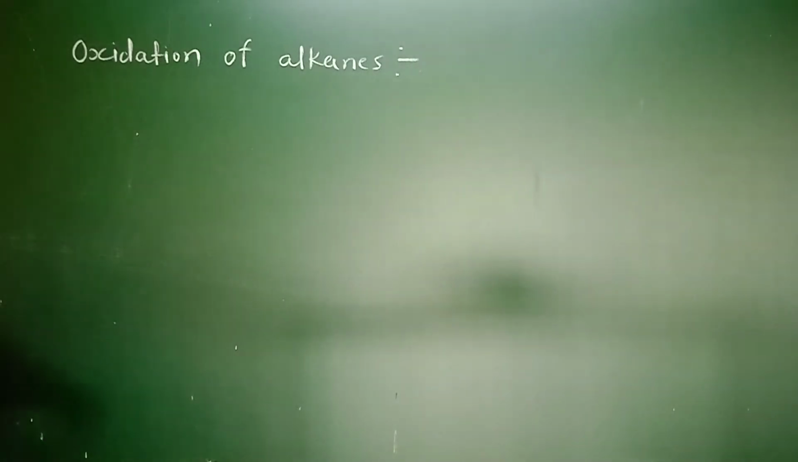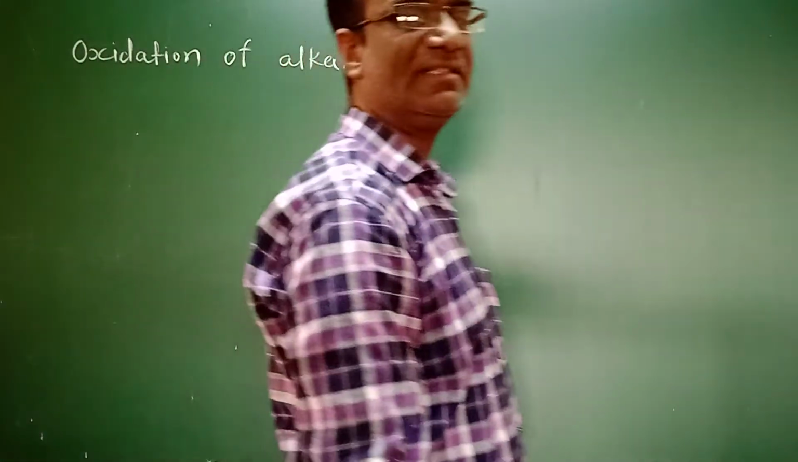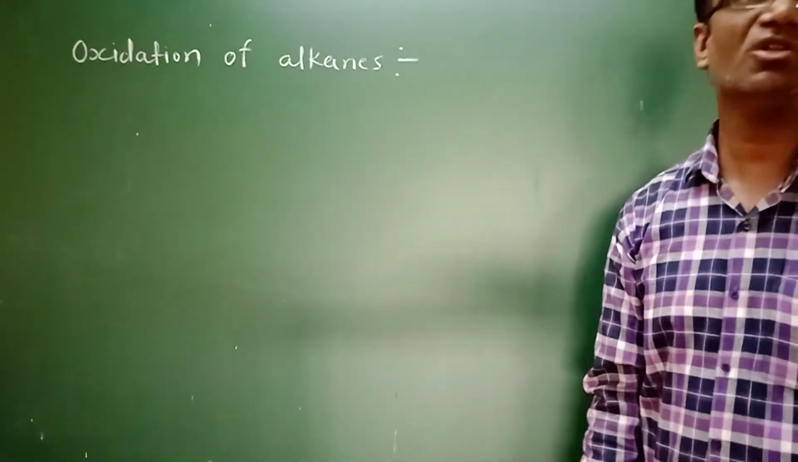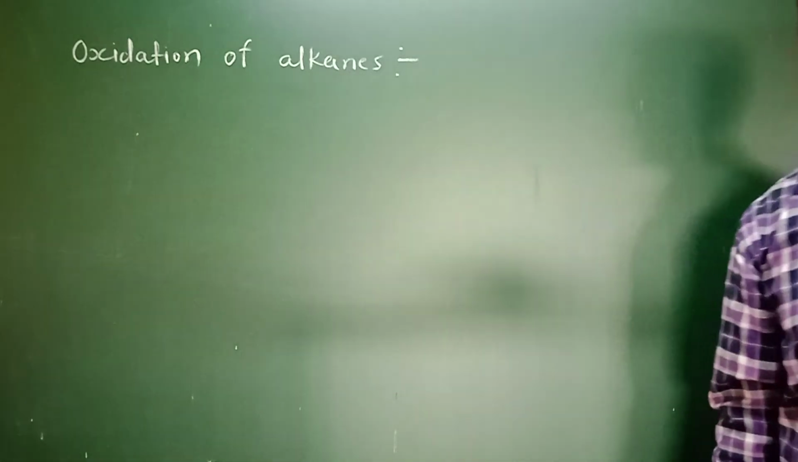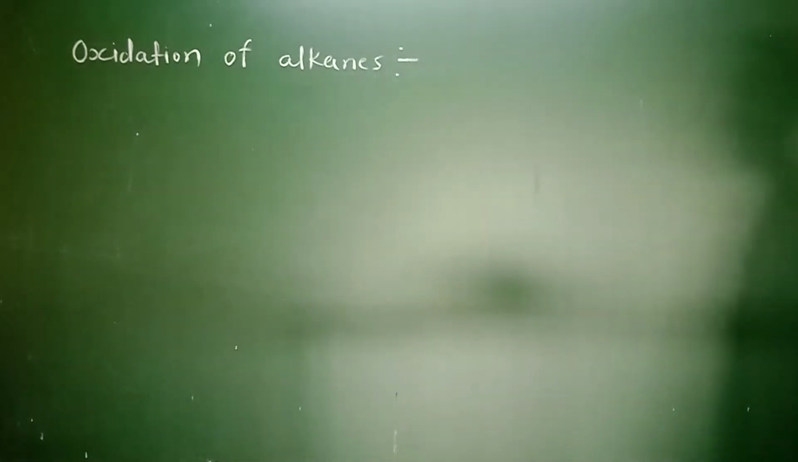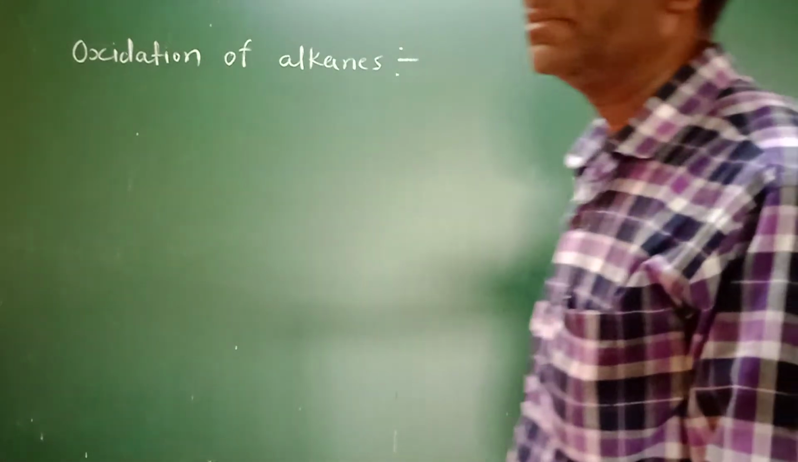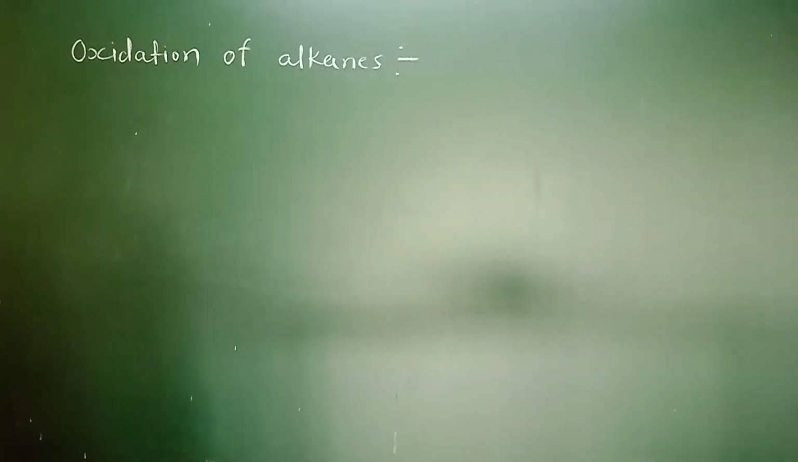Now let us see the controlled oxidation of the reaction. During controlled oxidation, different conditions of catalyst are used. You can use copper, molybdenum oxide, or sometimes manganese diacetate is also used.